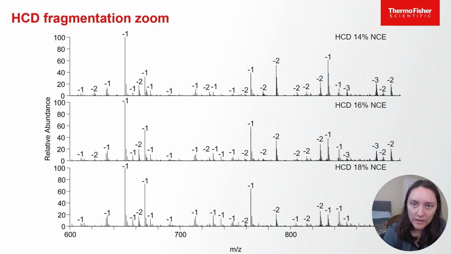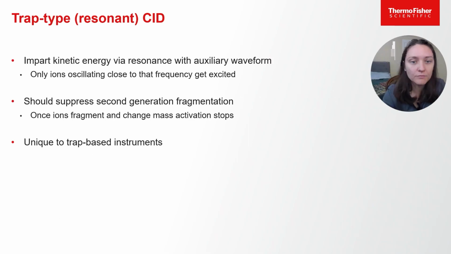So even in this small range, a 300 Thomson segment that we zoomed into, you have a very large number of small -1 and -2 fragment ions. Given that the average nucleotide base is about 350 Dalton, a larger difference than this window would be needed to see an actual sequence ladder. And so this is a good indicator that we're getting a lot of different dissociation channels, even at 14% normalized collision energy, and we barely fragmented the precursor. So it's not the greatest result.